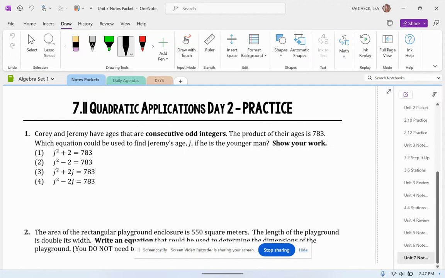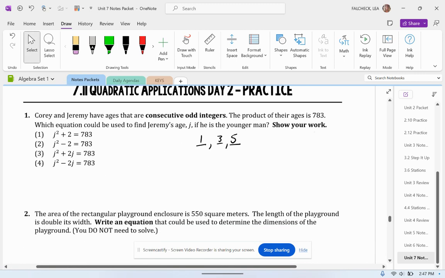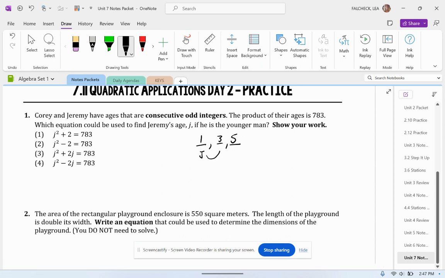Let's think of a classic set of consecutive odd integers and then figure out how we would find consecutive odd integers. So let's say number 1 is J, or the first consecutive odd integer. To get from J to the next odd integer, I would have to add 2. And then to get to the next one from there, I would have to add 2. So if you start with one odd integer and then you add 2 to that one, you will get the next consecutive odd integer.